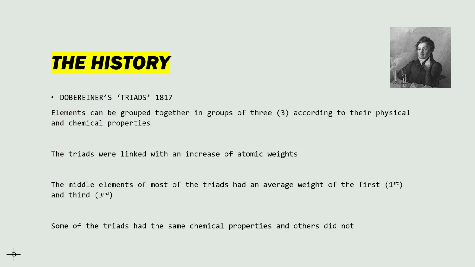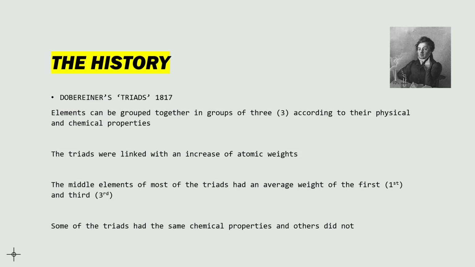Now let's look at the history. It's important that you know the history. Döbereiner's triads, 1817. Here's a cool picture of him from Wikipedia. Elements can be grouped together in groups of 3. This is his idea. This is not what we are using as our periodic table today, but here is the history of it, and this is how we reached the understanding of the periodic table that we have today. The elements can be arranged in groups of 3 according to their physical and chemical properties.